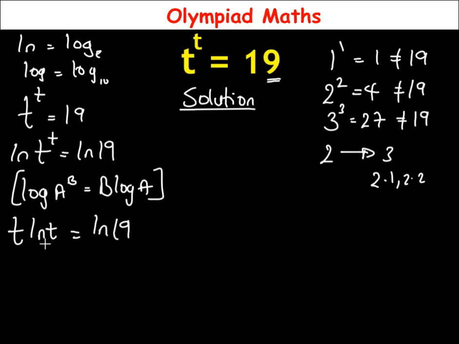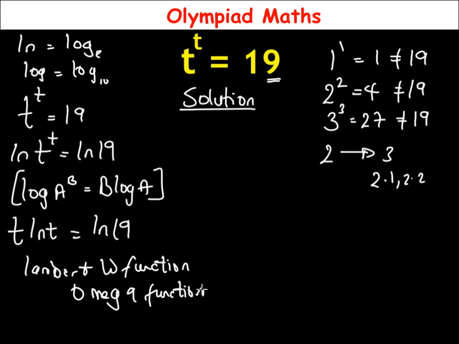At this junction, to solve for t, what we're going to do is introduce what is called the Lambert W function. The Lambert W function is also called the omega function, and also the product log function. So we then introduce the Lambert W function on both sides of the equation.